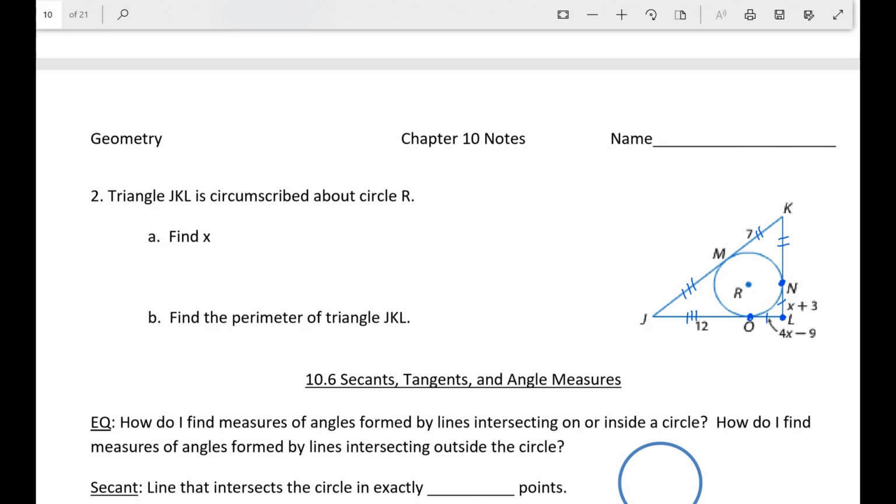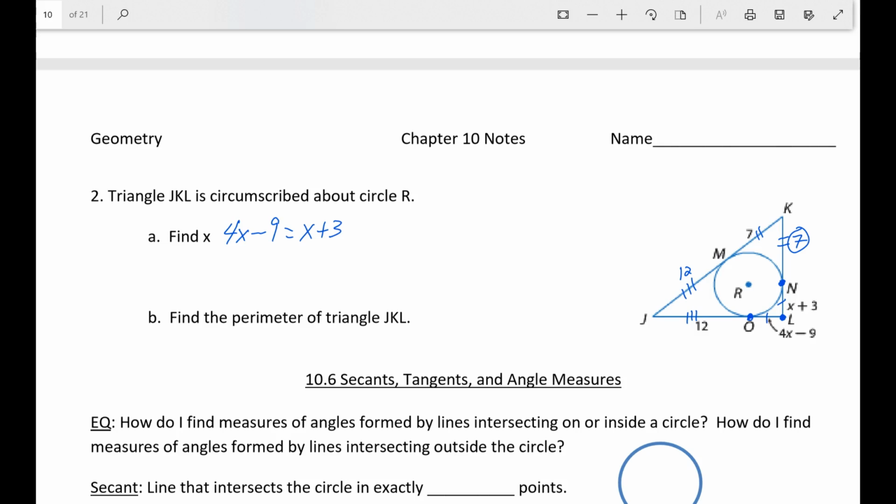All right, so first it asks us to find x. And I can go ahead and set 4x minus 9 equal to x plus 3 in order to find x. I can also go ahead and just set that side equal to 7 and this segment equal to 12 and this segment equal to 7. Okay, so first it told us to find x, so I'm going to go ahead and solve for x.